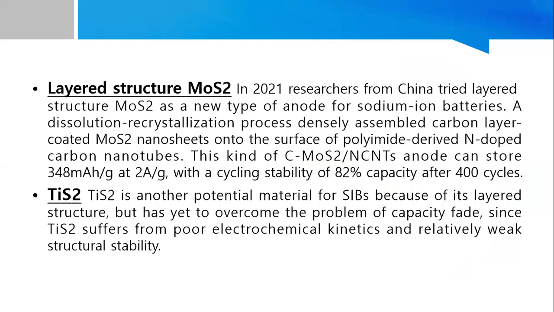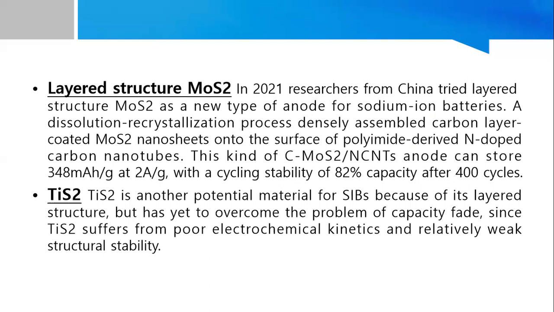Layered structure of MoS2. This is the latest research that I have put in this presentation. In 2021, researchers from China tried the layered structure MoS2 as a new type of anode for sodium ion batteries. A dissolution recrystallization process densely assembled carbon layer coated MoS2 nanosheets onto the surface of polyamide derived N-doped carbon nanotubes. This kind of carbon MoS2/NC NTs anode can store 348 milliampere hour per gram at 2 ampere per gram with a cycling stability of 82% capacity after 400 cycles.